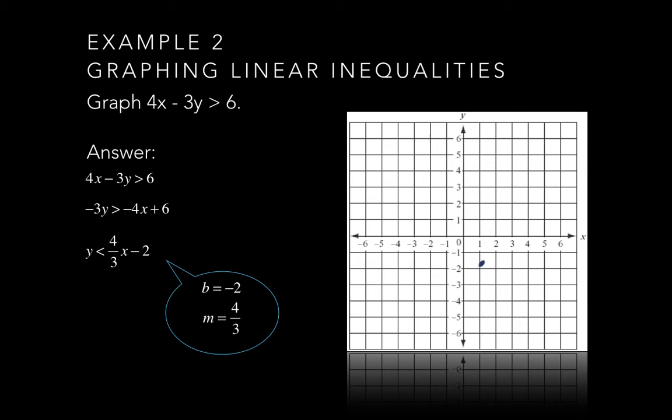So we're going to graph our beginning point, our b value at -2. And then we're going to move rise over run, rise 4, run 3. Rise 4, run 3.